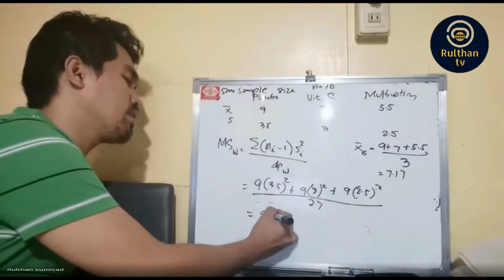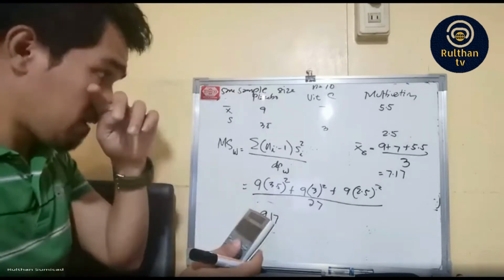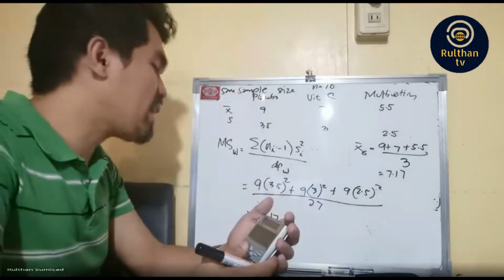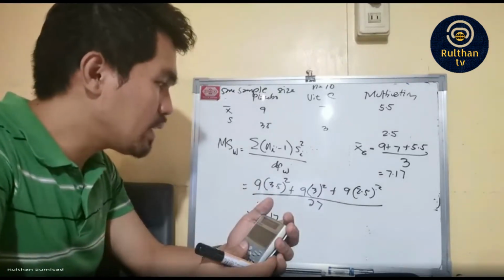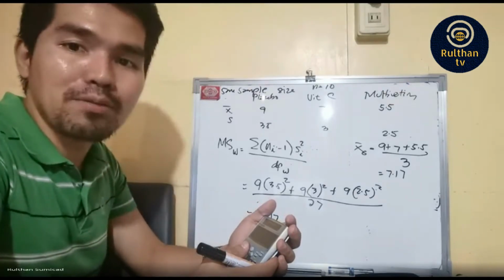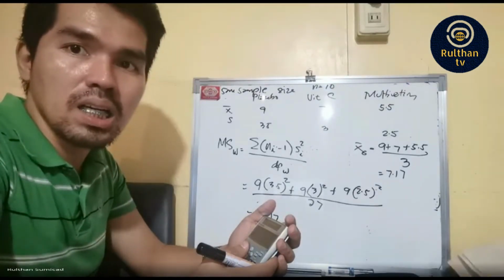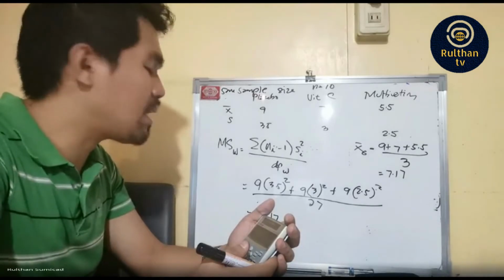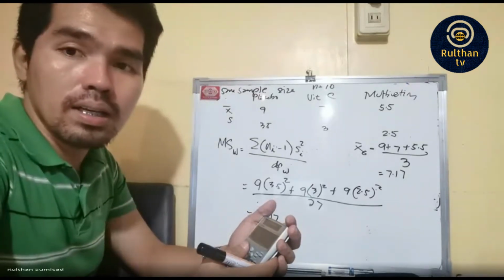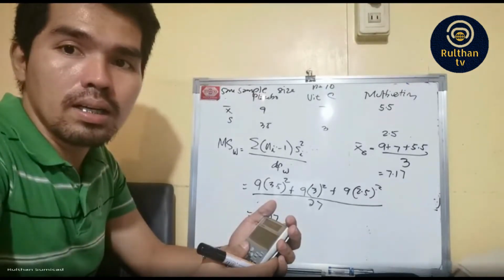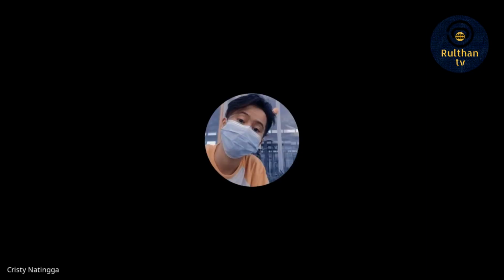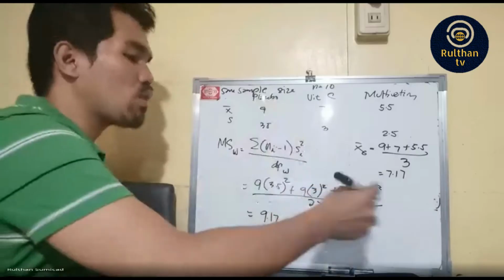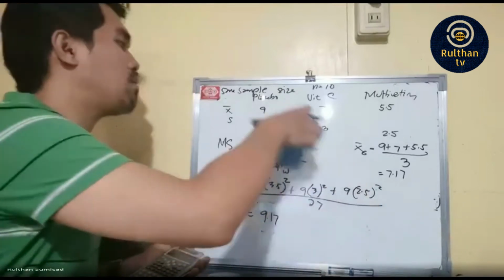What is the result? Okay, we have 9.17. Now, since we have already 9.17, what was our MS between? 30.83. With that, we will now solve our F.